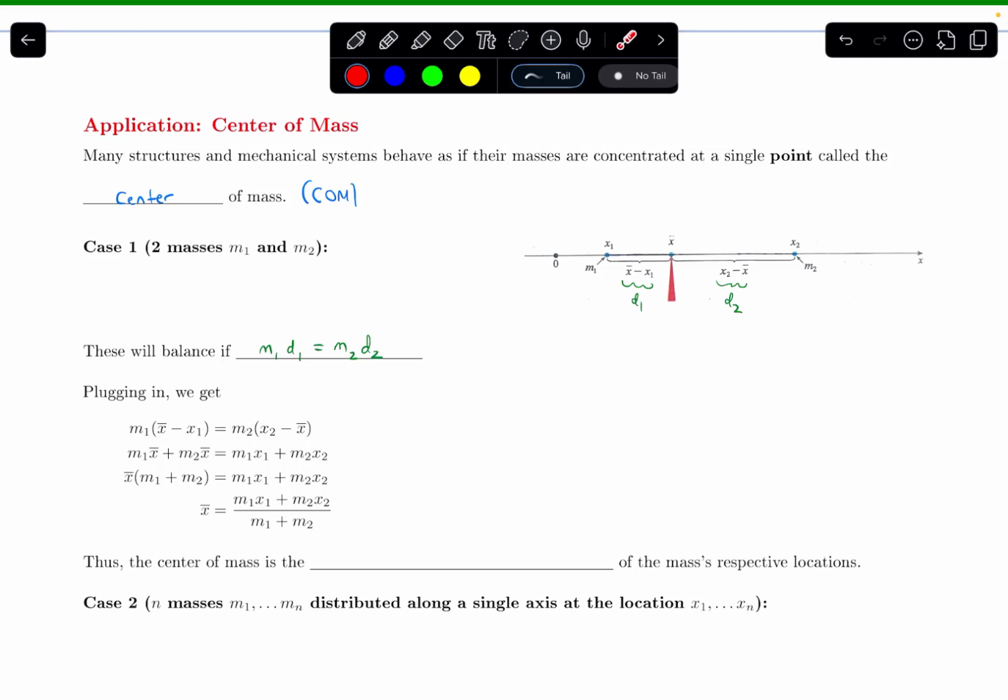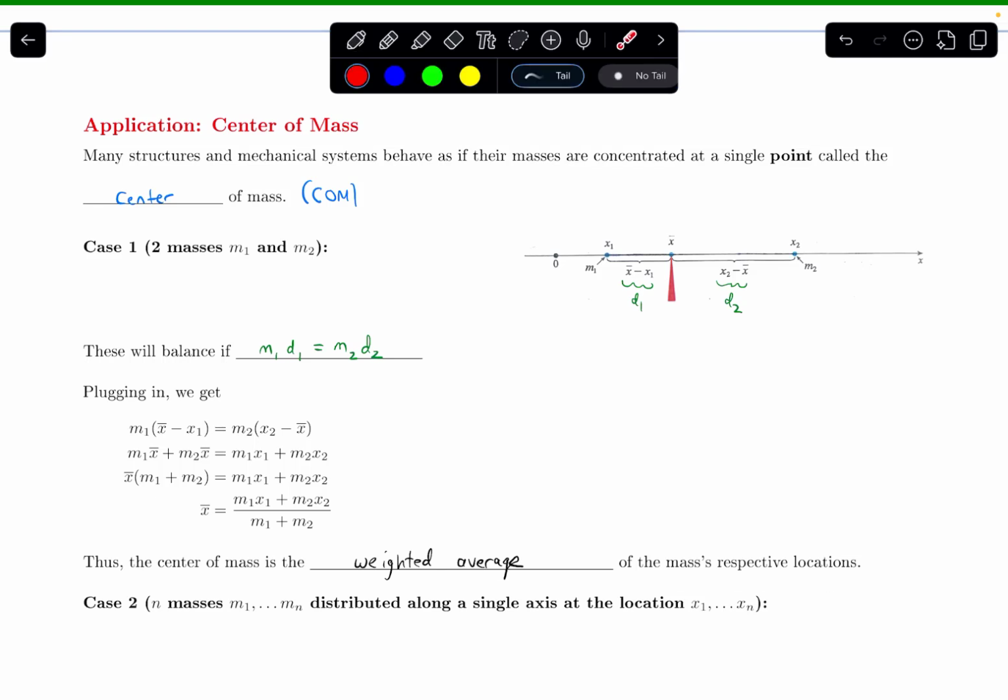If we plug in for d1 and d2 and do some algebra, it turns out that x bar ends up being m1 x1 plus m2 x2, divided by the total mass. So the masses are getting weighted by these positions, divided by that total mass. This is what's called a weighted average. The center of mass is the weighted average of the masses' respective locations.